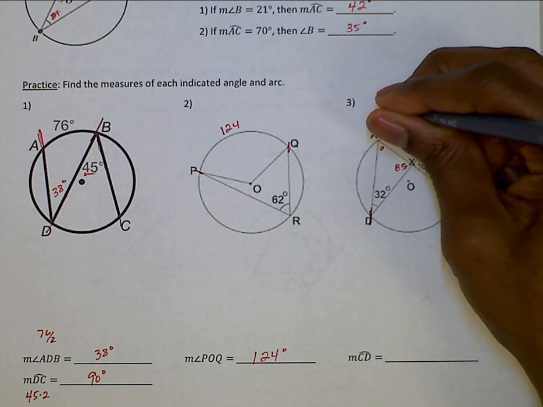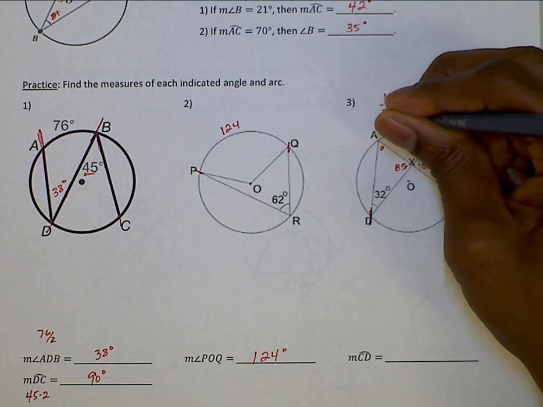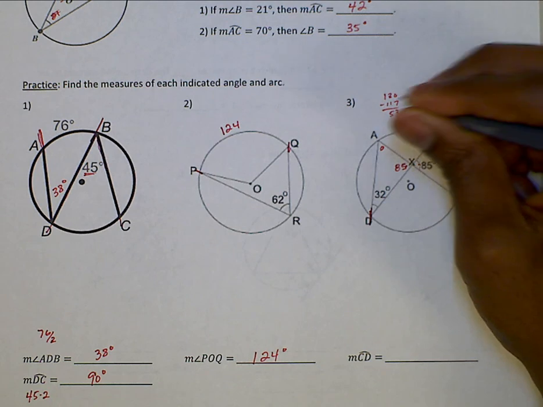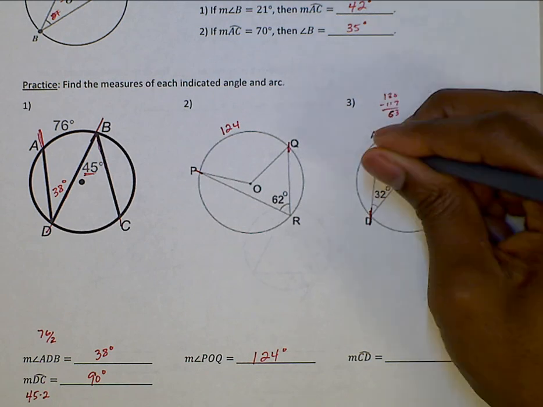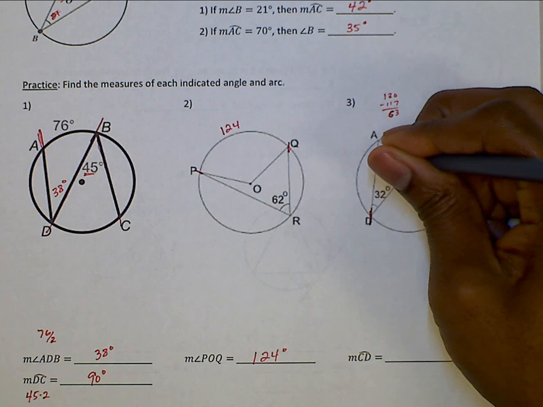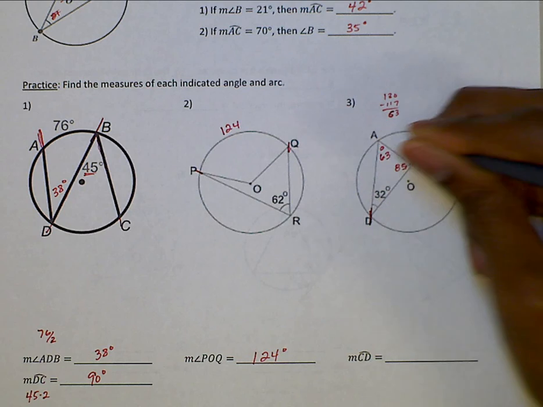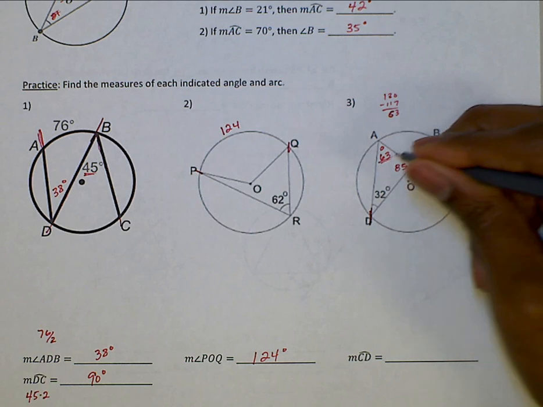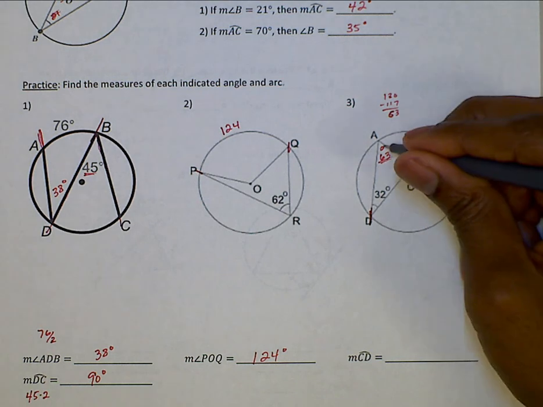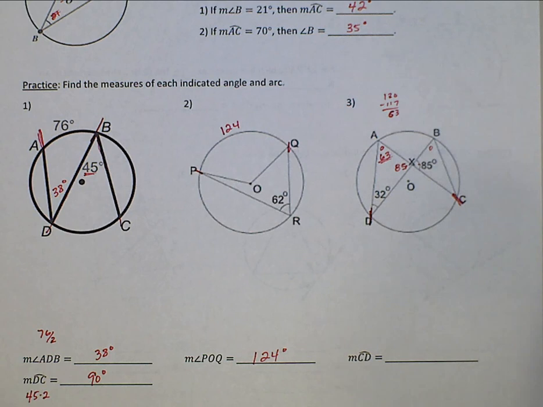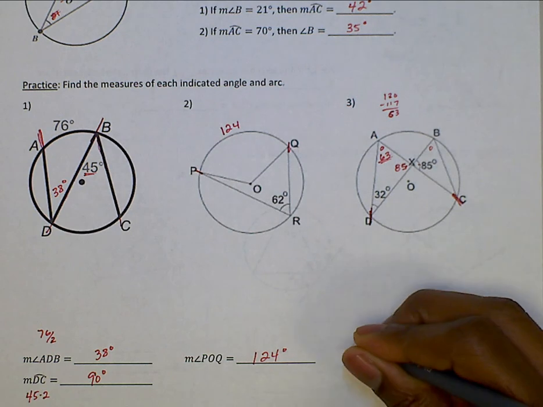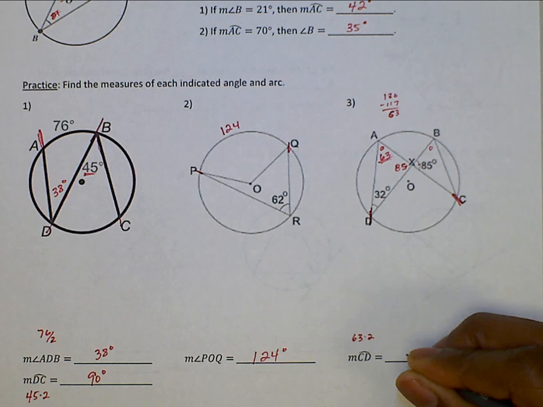180 minus 117, that's 63, isn't it? Yes, it is. Gives me 63 degrees. Okay, so I know that this angle, 63, is the inscribed angle that intercepts arc DC or CD. So I can say that arc CD is double that angle, which gives me 126.